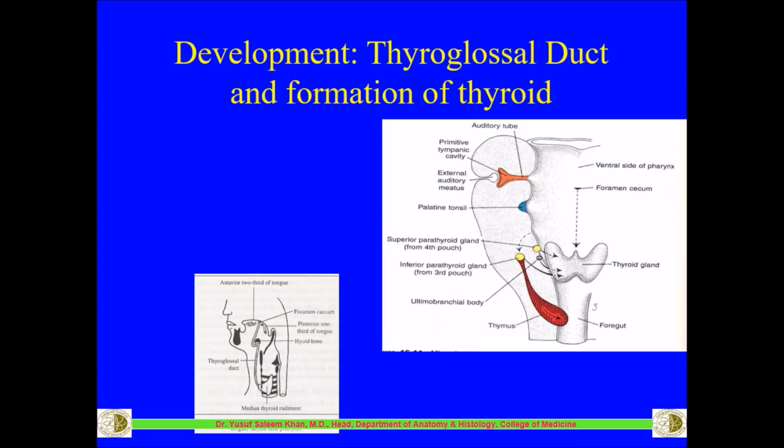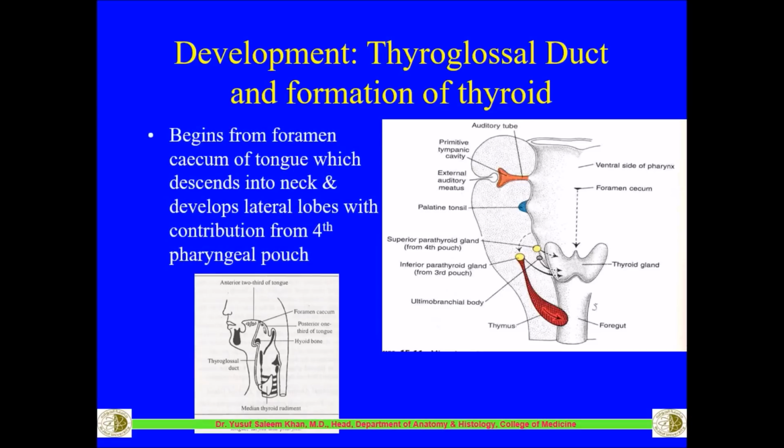Now coming to the development, just a brief introduction. In more detail we'll study it when we study development as a separate chapter. Here, just a brief introduction to the development of the thyroid gland. The development of the thyroid gland as well as the thyroglossal duct begins from a structure called the foramen cecum, which is present in the tongue. This foramen cecum is a small foramen which can be seen at the junction between the anterior two-thirds and posterior one-third of the tongue at the center. From here there will be development of a duct.